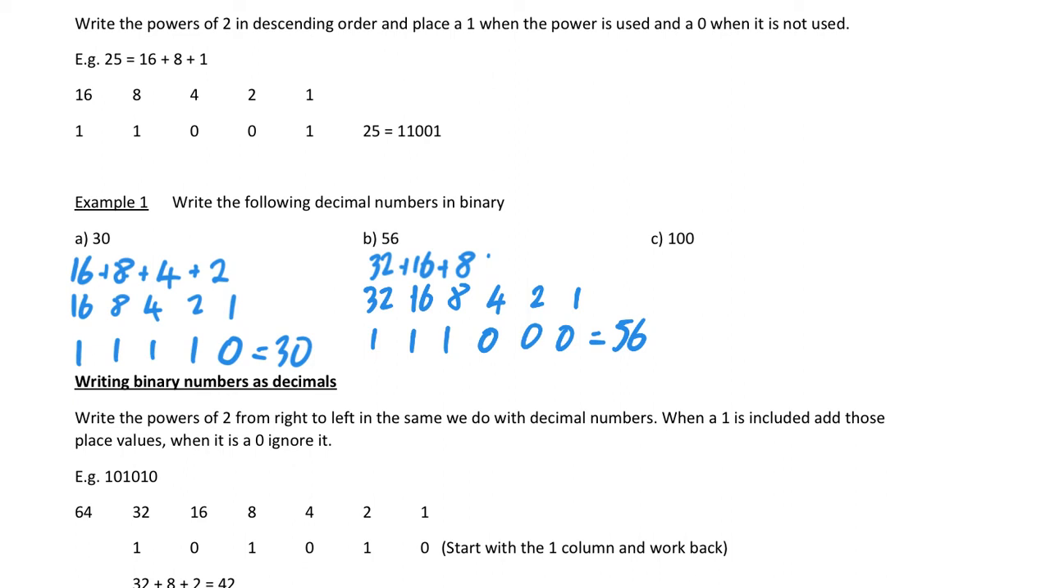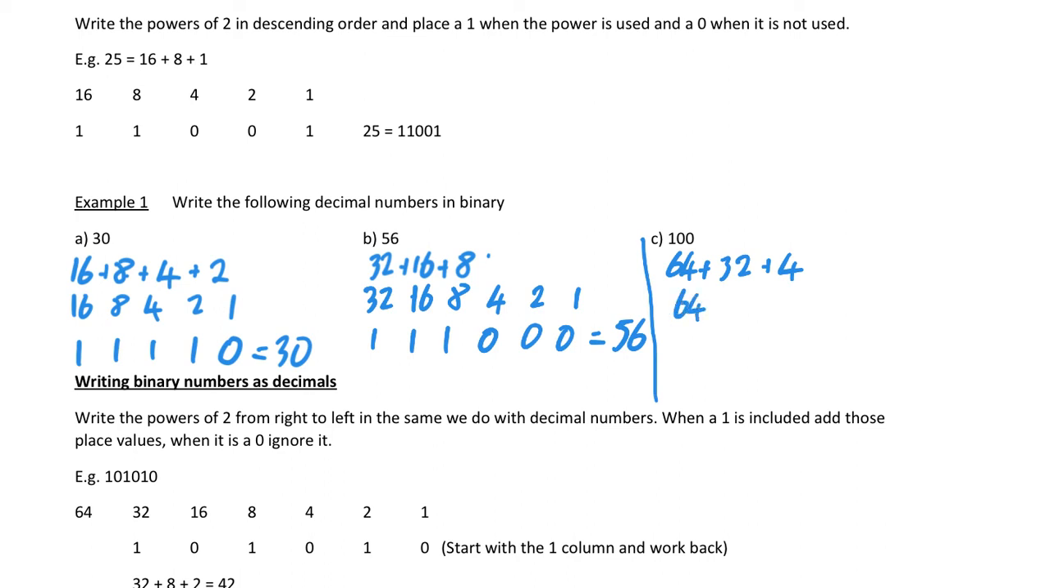Okay, next one, we've got 100. So 100, 64 will go into it. 32 would go into it. That takes us up to 96. So we need to add on a 4. So just 4.